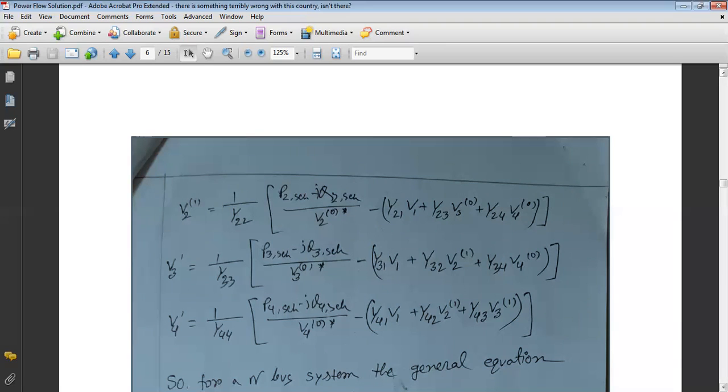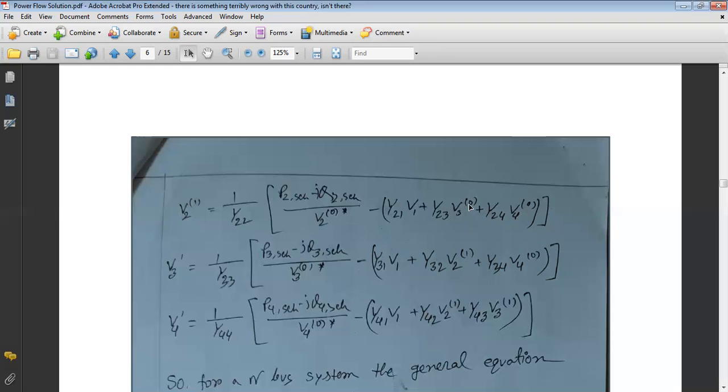If we don't know any voltage magnitude, we will assume it to be 1 per unit. And if we don't know the angle of any bus voltage, we will assume it to be 0 degree. So if we assume 1 angle 0 degree, then V2 conjugate should be 1 angle 0 degree, that is 1 minus j0, and V3 should be 1 angle 0 degree, V4 should be 1 angle 0 degree. If we put down these assumed values, then we can find the value of V2.